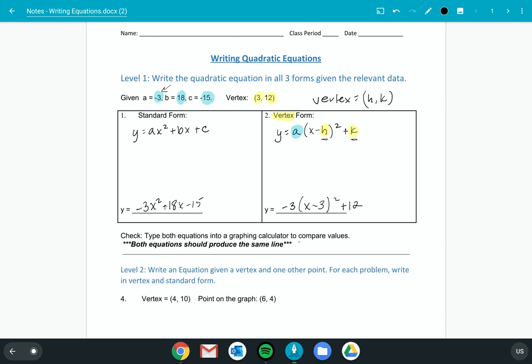So this is how we're going to be writing our forms. We're always going to want to find an a value in vertex form. We're always going to want to find an h, and we're always going to want to find a k.